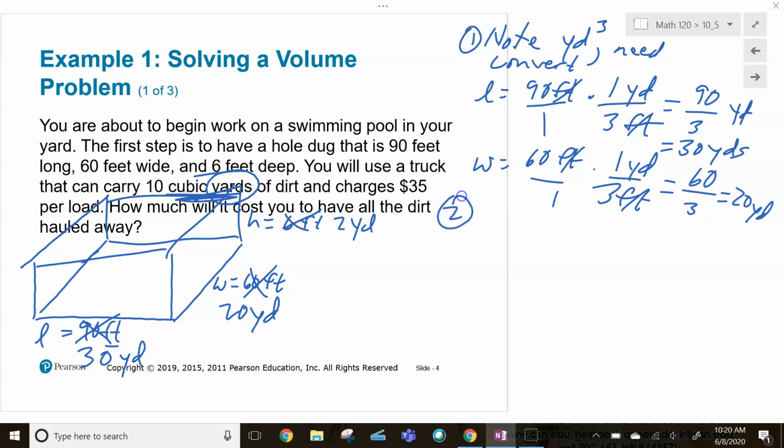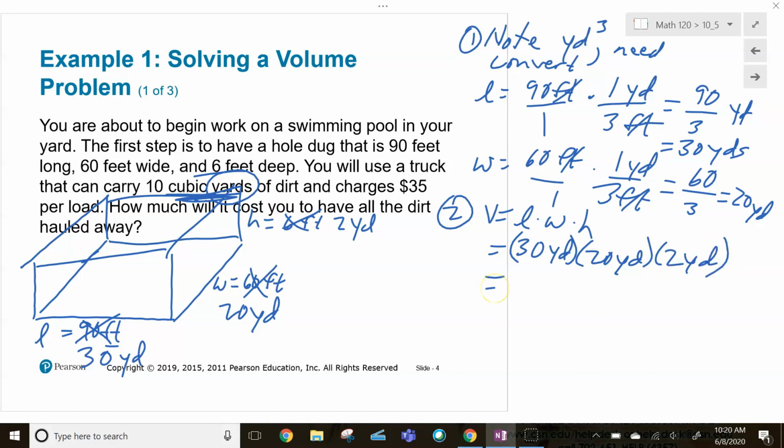So number 2, our volume is, because we can do it in cubic yards now, length times width times height. So we got 30 yards times 20 yards times 2 yards. So 30 times 20 times 2, we got 1,200 yards times yards times yards, cubic yards. There's our cubic yards. That's how much dirt we gotta take out. It's 1,200 cubic yards worth.